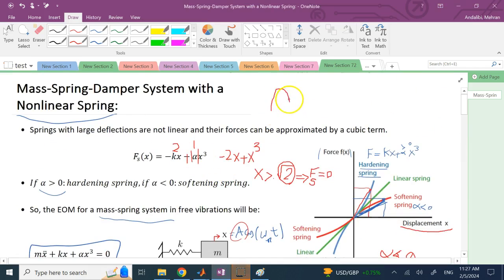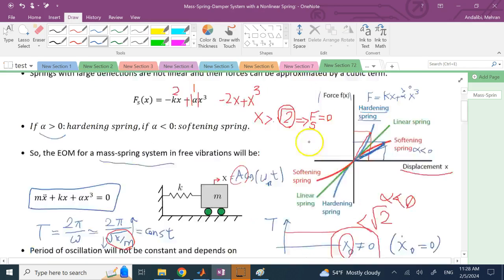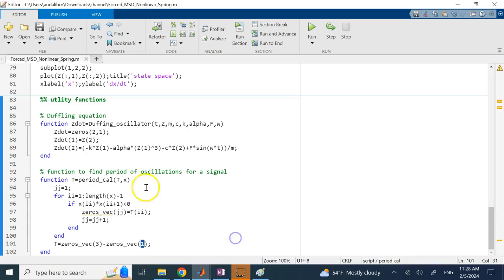So if you start like this, and this is your X signal, and this is your T. So here is your first location of zero, here is the second one, here is the third one. If I subtract second one minus first one, it is half of the period. So I subtract third one from first one, which is one entire period of the function. Okay, so that is what my utility does.